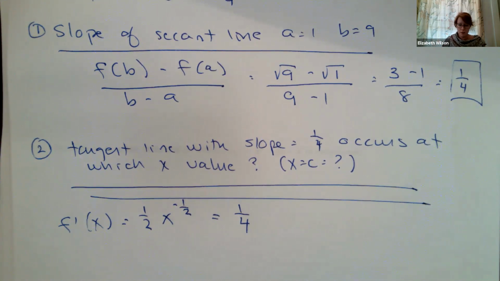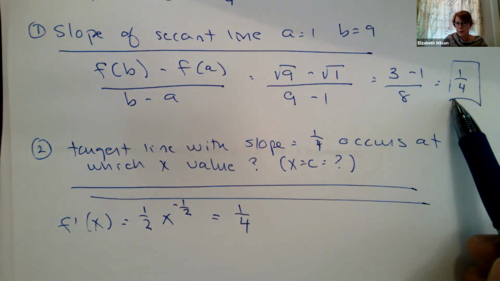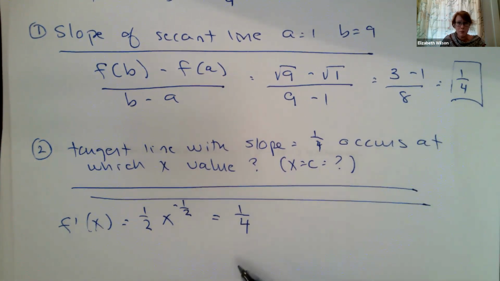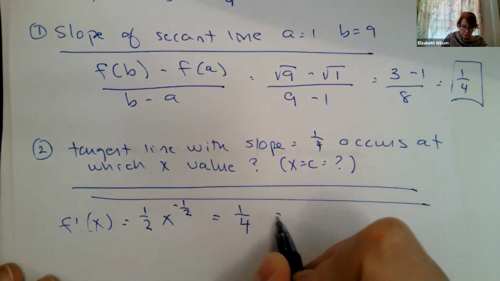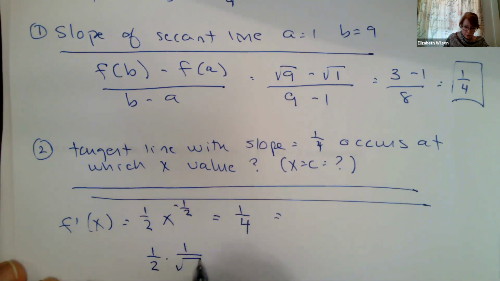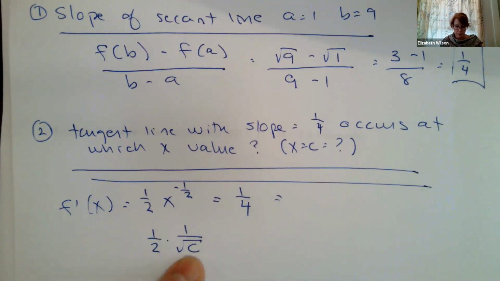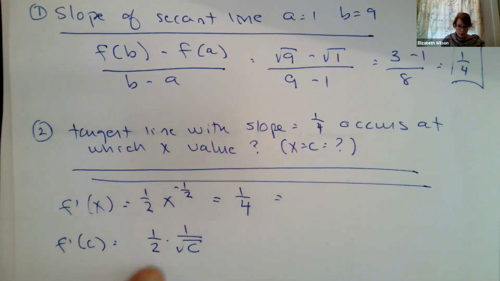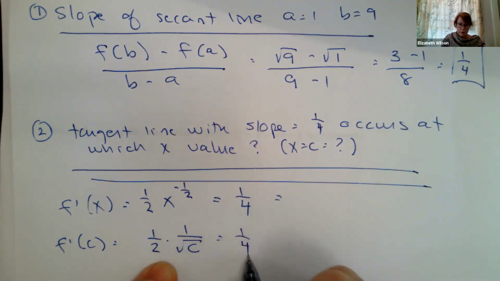In this case, we have what the slope is going to be for our tangent line. We want to find out what x value is going to give us the slope of 1/4. So I'm going to rewrite this. It's going to look like 1/2 times 1 over radical C. I'm going to plug in C for x. This is my f prime of C, and I'm going to make that equal to 1/4.